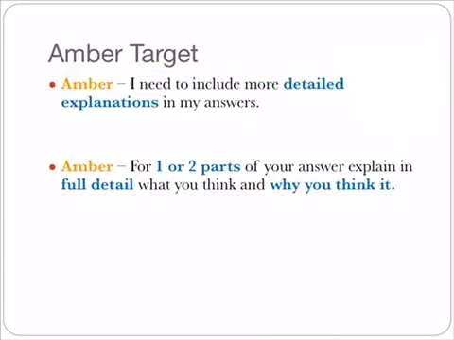Okay, so this is the amber target here. You need to write this down at the bottom of your work and in your table at the front of your book. I need to include more detailed explanations in my answer. So you've got this target if you've written quite a short paragraph. What you might find is that you haven't fully explained your answer and you haven't said why you think it. So for example, with the Romans, you may have just said, oh, clue G, H and E all help me to see that the ballista was a weapon that was used to kill the skeletons. Now you've used the clues and you've talked about the ballista, but it's very, very brief.